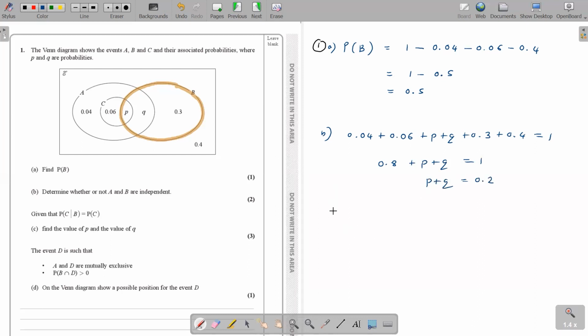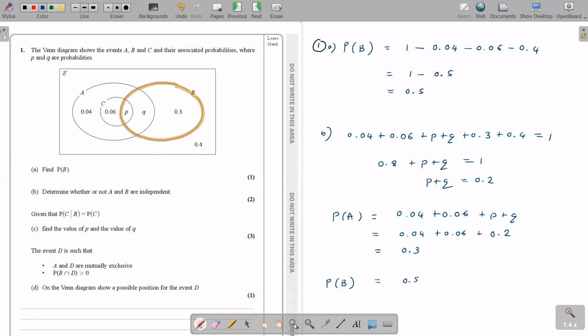Okay, so if I'm going to find the probability of A, it is when I add all the probabilities inside circle A. So when I add all the probabilities inside circle A, I get 0.04, 0.06 and P plus Q. Let's add everything: 0.04, 0.06, P plus Q is 0.2. So what is the answer we get here? 0.3. Okay, then get the probability of B also. Probability of B we found to be 0.5.